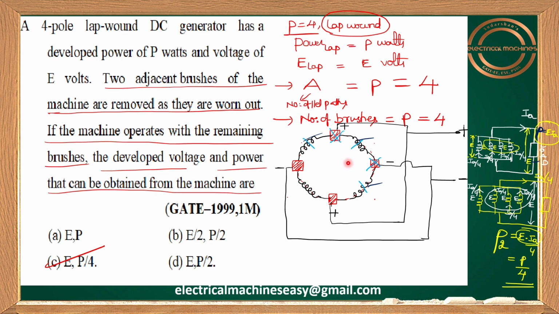Try to understand. If only one brush is worn out, your answer is E comma P by 2. If two adjacent brushes are worn out, your answer is E comma P by 4. Option C is the answer. If two opposite brushes are worn out, your voltage becomes 0 and the power also becomes 0. A very simple thing only, guys. There is nothing to confuse here. So option C is the answer for this question.